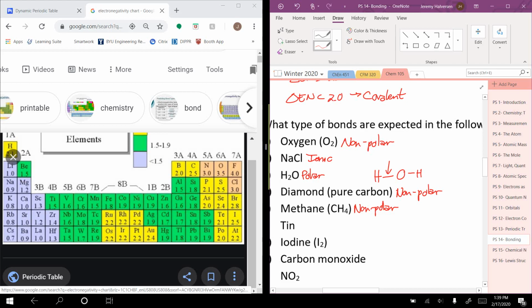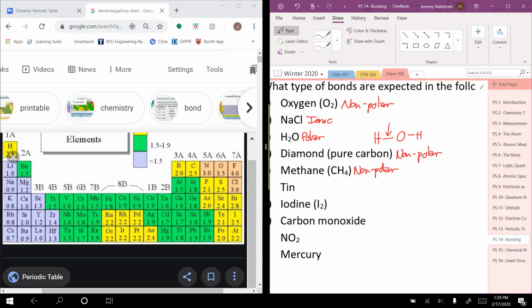Alright, that brings us to tin. That means tin is Sn, which is right here, that's a metal, and it's just a bunch of metals with itself, and so that's metallic. So this is one situation where you might look at it and be like, oh, tin with itself, it's a difference in electronegativity of 0, and so maybe I think that is covalent. Okay, but tin and tin is not two nonmetals, it's two metals, and if I've just got metals, then I have a metallic bond. Okay, iodine over here, that's a nonmetal with itself, so that's going to be a nonpolar covalent.